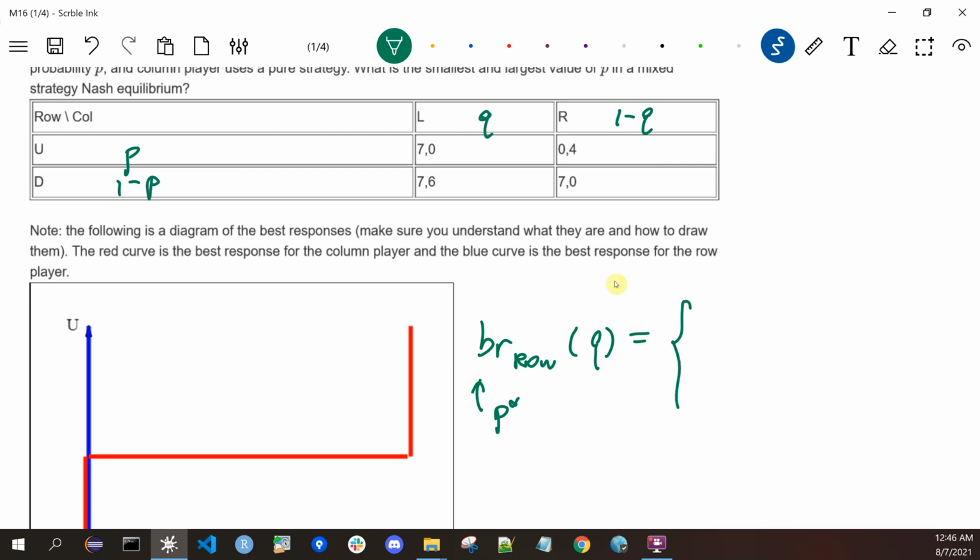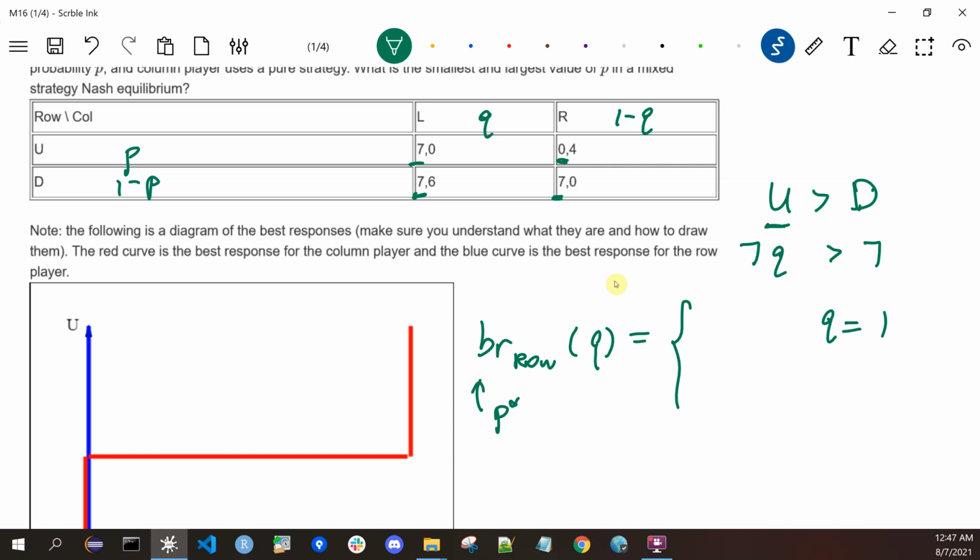So we derive the best response by considering the case when U is strictly preferred to D. If I play U, as the row player, then I would get 7 with probability Q and 0 with probability 1 minus Q. So I'll just write 7Q here. And if I play D, I will get 7 with probability Q and 7 with probability 1 minus Q. So I will always get 7 basically. So if we solve this, then it's Q larger than 1, which never happens.